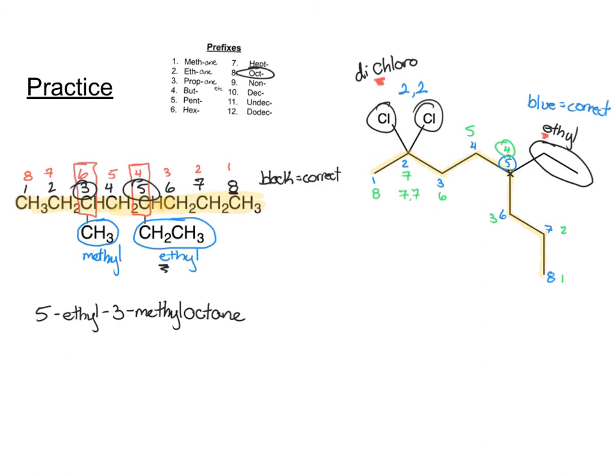So in my name, I need my 2 numbers where my chlorines are, 2, 2, and I do need to put it twice because if I don't put it twice, I'm telling the reader that the other chlorine could be on any of these carbons. I'm not being specific enough. So 2, 2, dichloro, then there's another substituent I need to name, so I put a dash. Blue is correct, so 5-ethyl. And then again, I have an 8-carbon parent chain, so it's again going to end in octane.